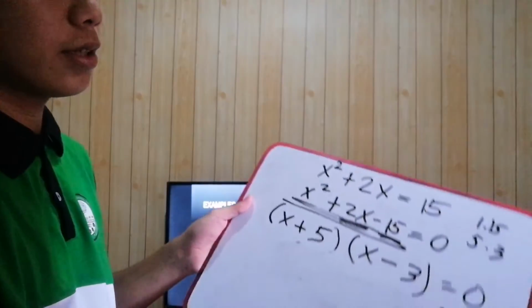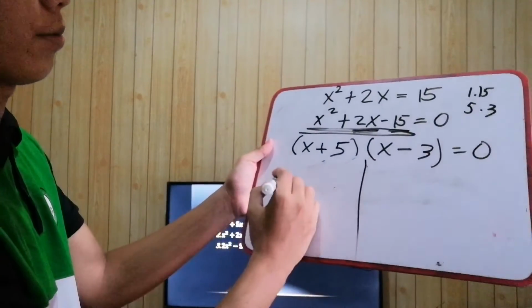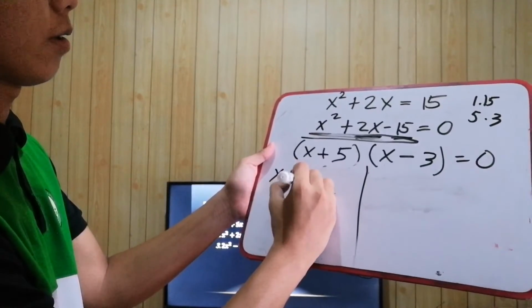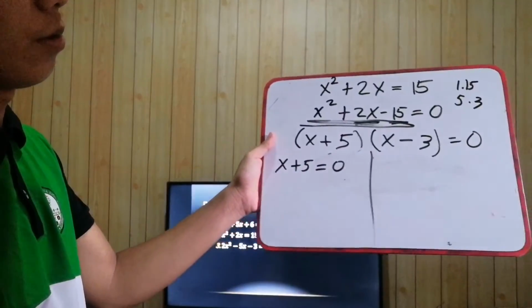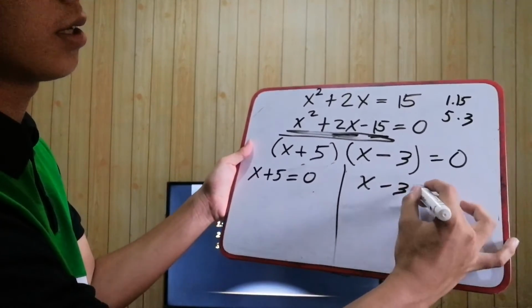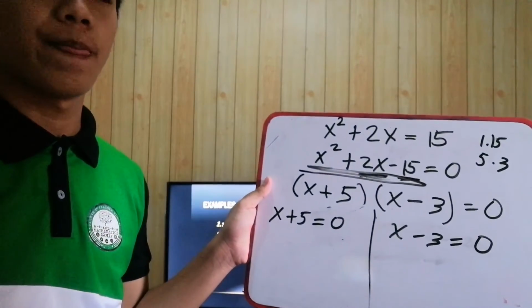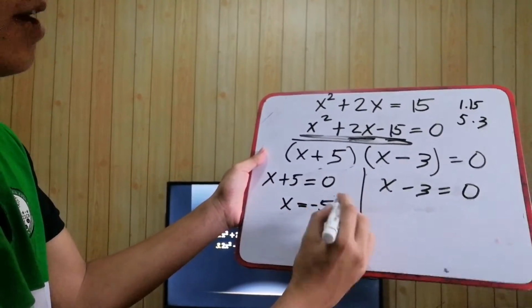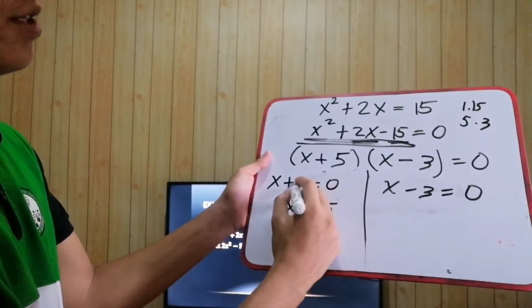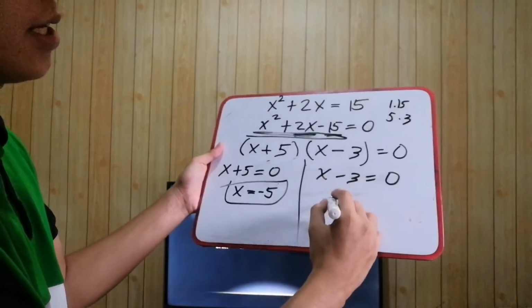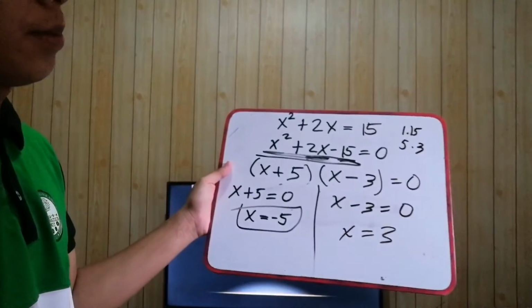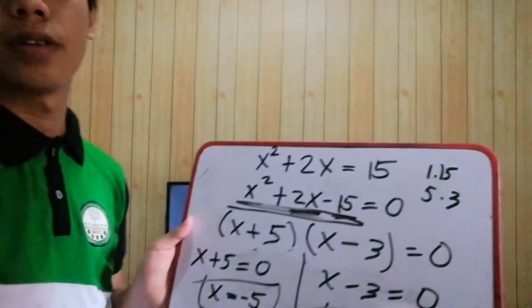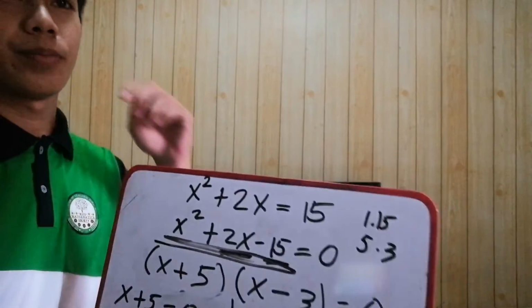Now, since tama ang ating factor at nakuha din natin yung first method, what we'll do is equate it to 0 to find the solutions. So, ito ang sagot. 0. Kabila naman is x minus 3 is to 0. Now, first solution natin is negative 5. Say additive inverse. Second is positive 3. Gets? Okay.